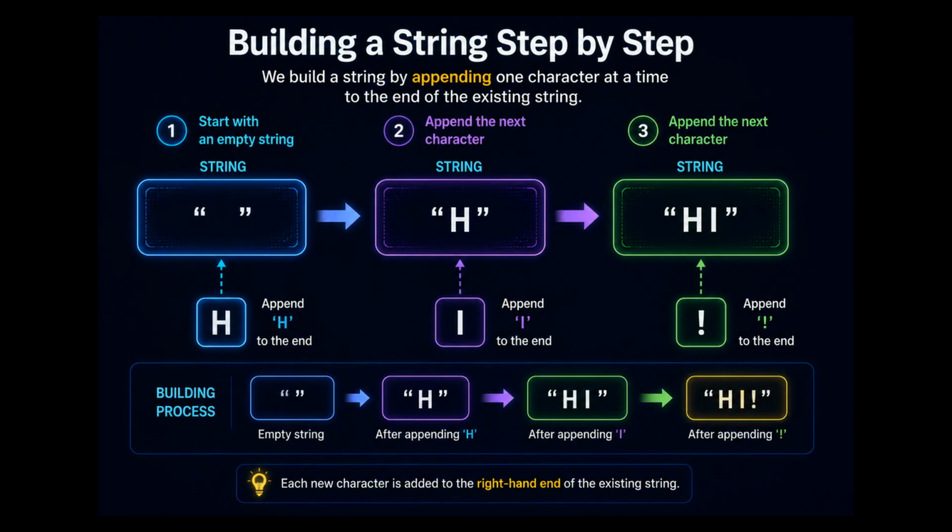Now let's understand how to build a string step by step. We begin with an empty string. Then, we add one character at a time. This process is called appending. First, we append the character H. Our string becomes H. Next, we append the character I. Now the string becomes HI. Finally, we append the exclamation mark, and our completed string becomes hi!. Remember, appending means adding a new character to the end of the existing string. This allows us to build a complete string, one character at a time.